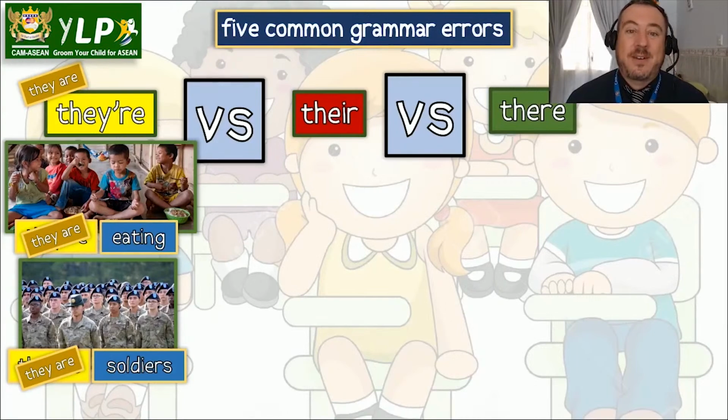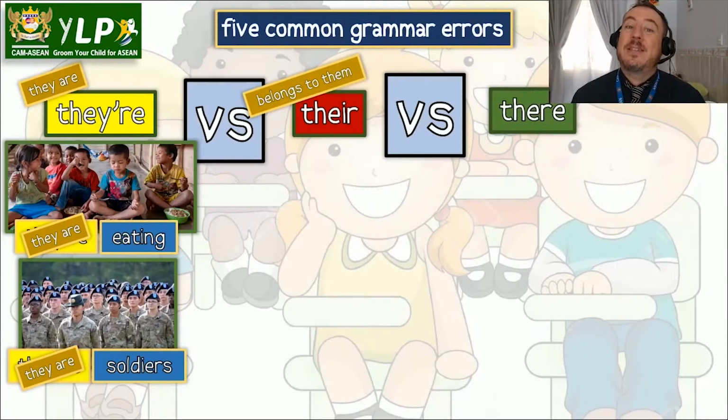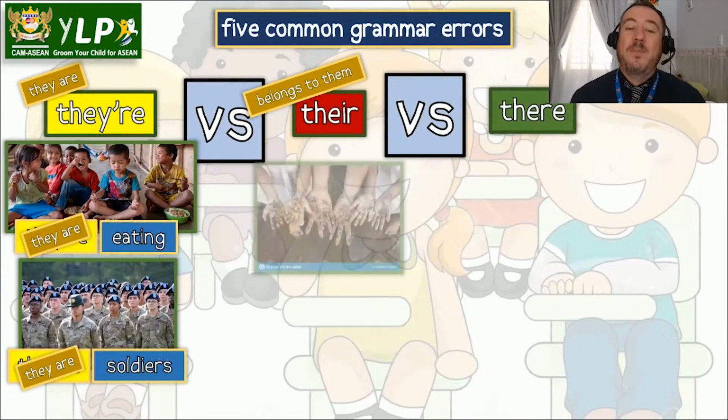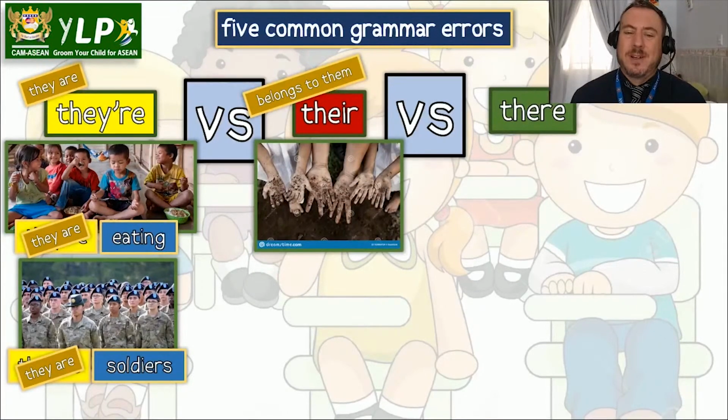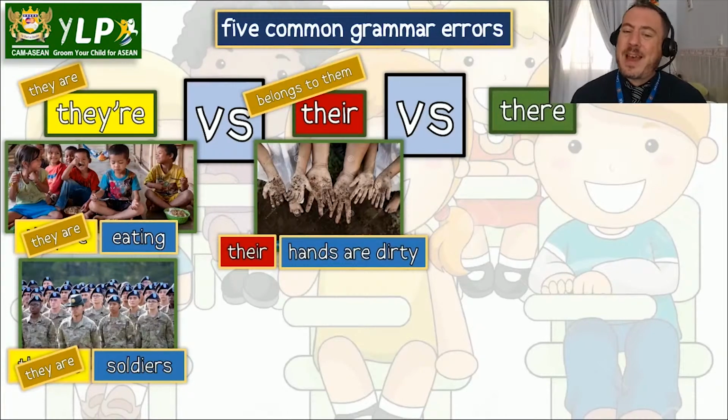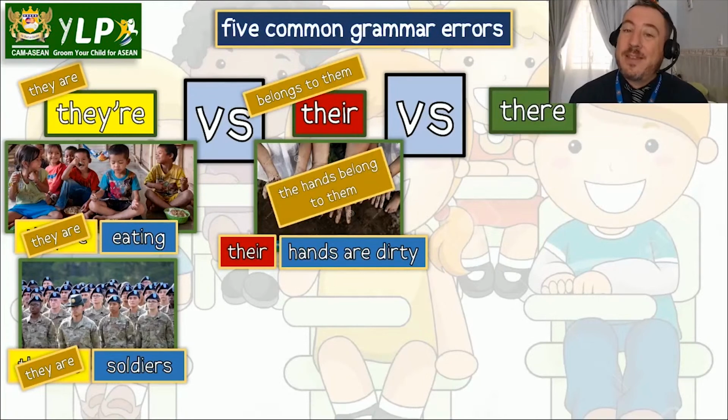Let's look at the red there. Can you remember what the red there means? The red there is something that belongs to them. So it's possession. Okay, we might say something like, oh, look at their hands. Their hands are dirty. And we say their because the hands belong to them. They don't belong to me. They don't belong to you. They don't belong to us. They belong to them. So we use their.